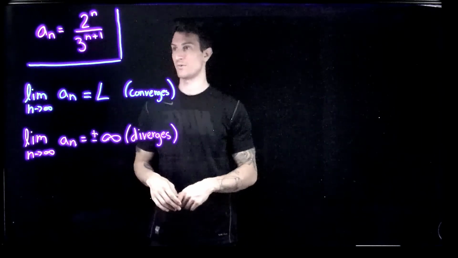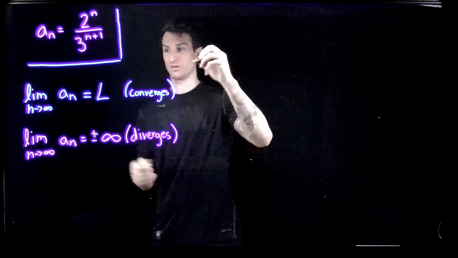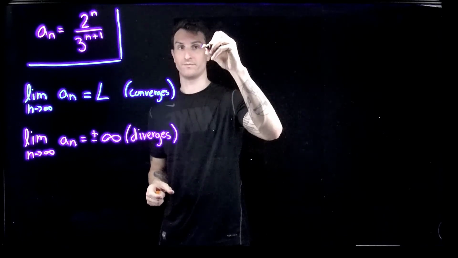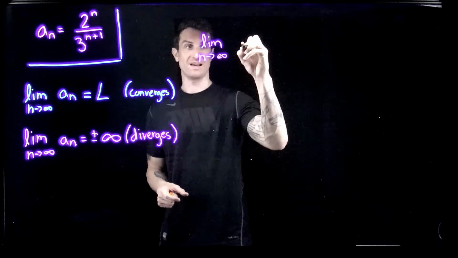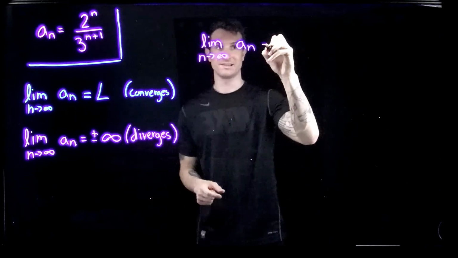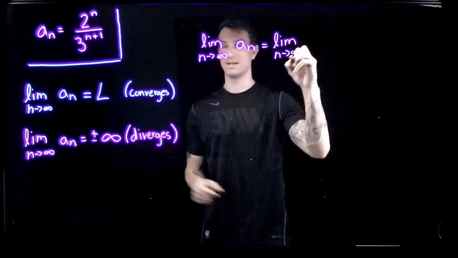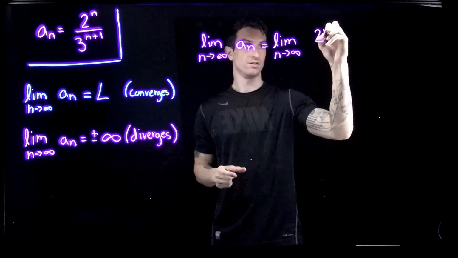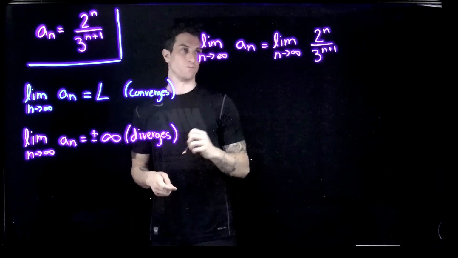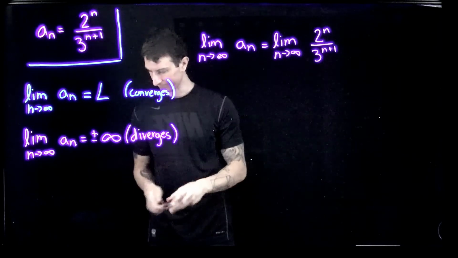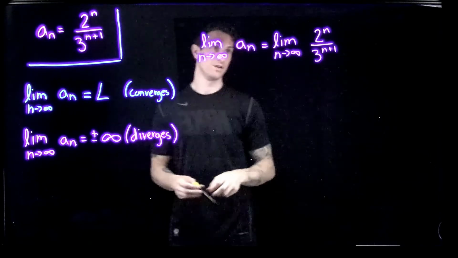So using the example that we have here, let's see if this converges or if this diverges. So again, I'm just going to follow the definition that I've written here. The limit as n goes to infinity of a sub n, well, this is the same as the limit as n goes to infinity. And what is my a sub n? Well, it's this 2 raised to the n over 3 raised to the n plus 1. Okay, well, what's throwing us off here? The fact that this is raised to the n and this is 3 to the n plus 1. That throws us off a little bit.